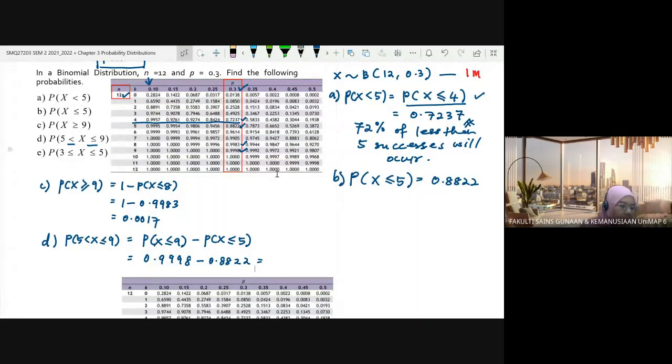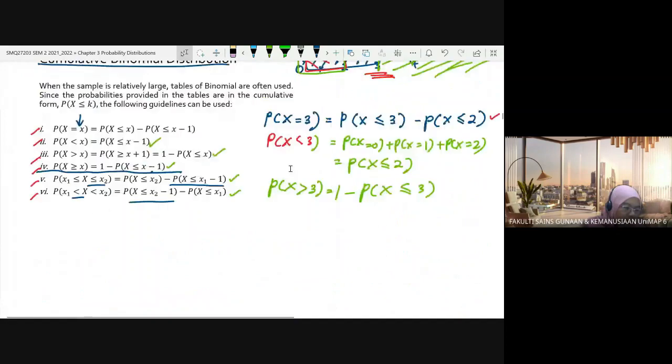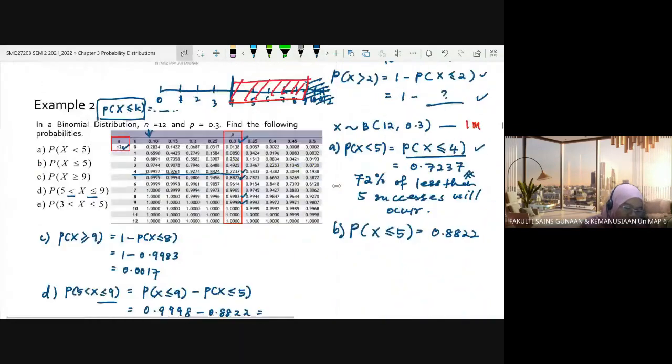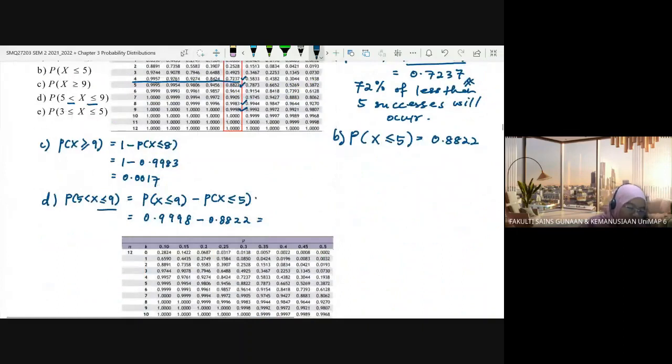Okay, so the first part here, less than or equal to 9, exactly, and then greater than x1, it becomes this one. So that's why we have this one. Okay, what is the value here, class?